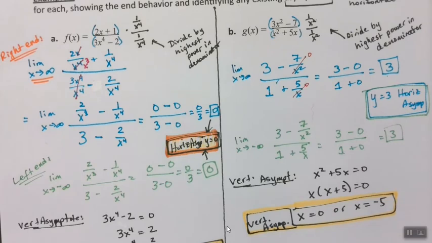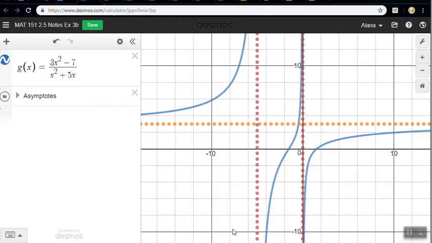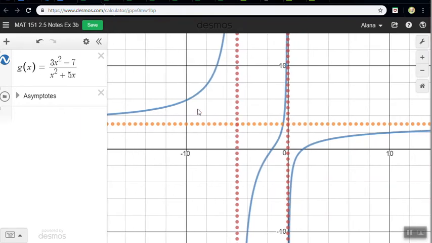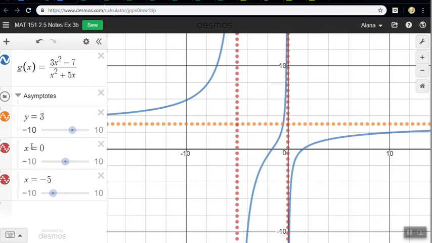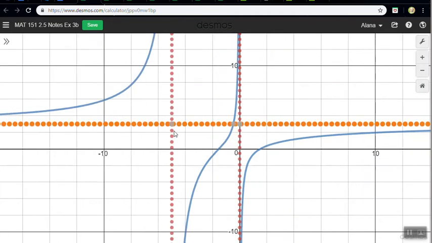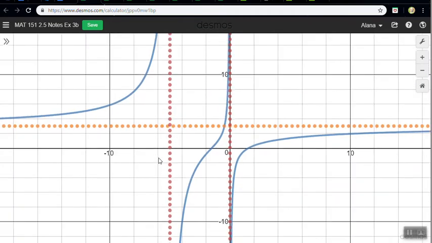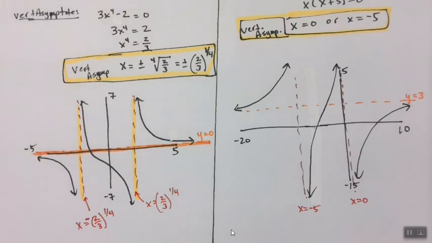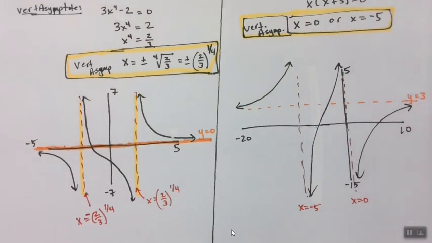All right, let's see if the graph in Desmos backs me up. So here's the graph right here, and you can see that I do indeed have a horizontal asymptote and 2 vertical asymptotes. And if you want to see them, there they are, 3, 0, and negative 5. And sure enough, it works just like we expect it to. So I would redraw this graph on my paper and label my axes and my asymptotes. And there it is. And I have my axes labeled, my asymptotes labeled.